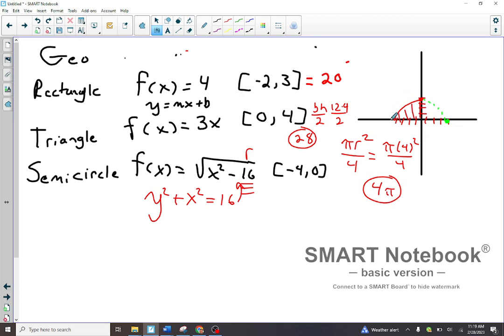I will give you grids to graph your thing if you need it. Actually, you do need to graph it because you're showing me which geometric shape you're using. But I'm going to have 2 questions. It's going to be 2 out of 3 of these, okay?